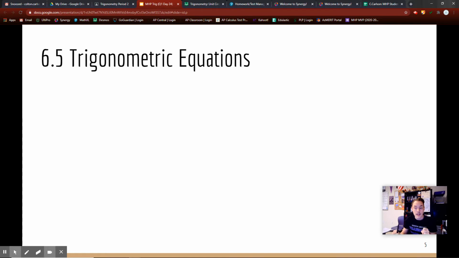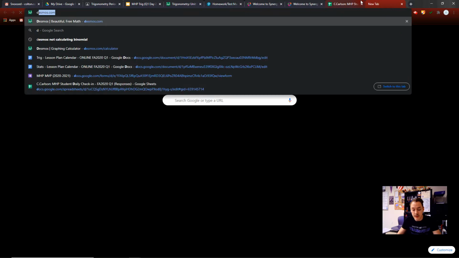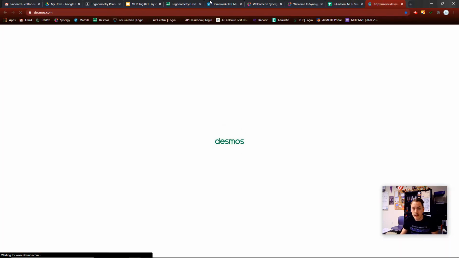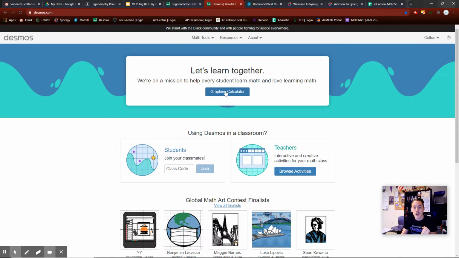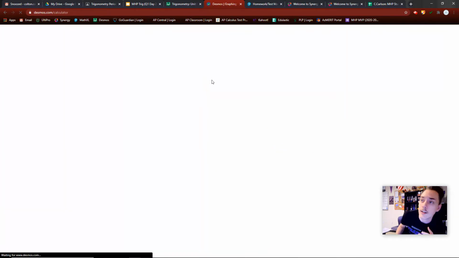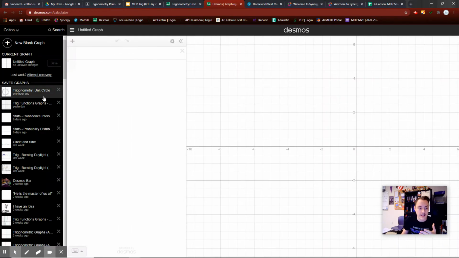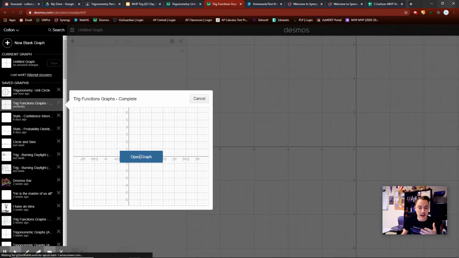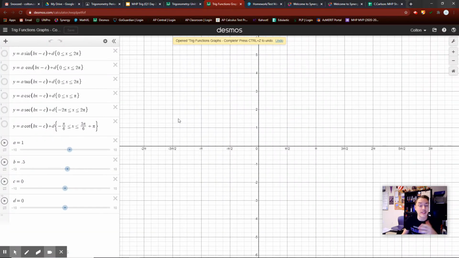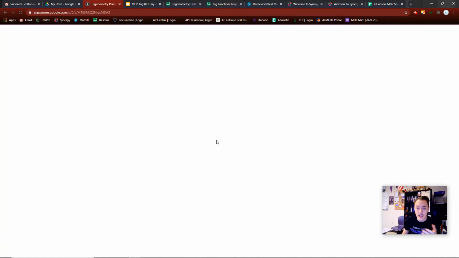Okay. Hopefully, I want to get this started here. Hopefully, it will solidify in your brain specifically what we're doing and how we're solving trigonometric equations by using a graph. So I'm going to pull up this trig functions in the graph. I'm going to pull this one up. This is something that I already gave you.